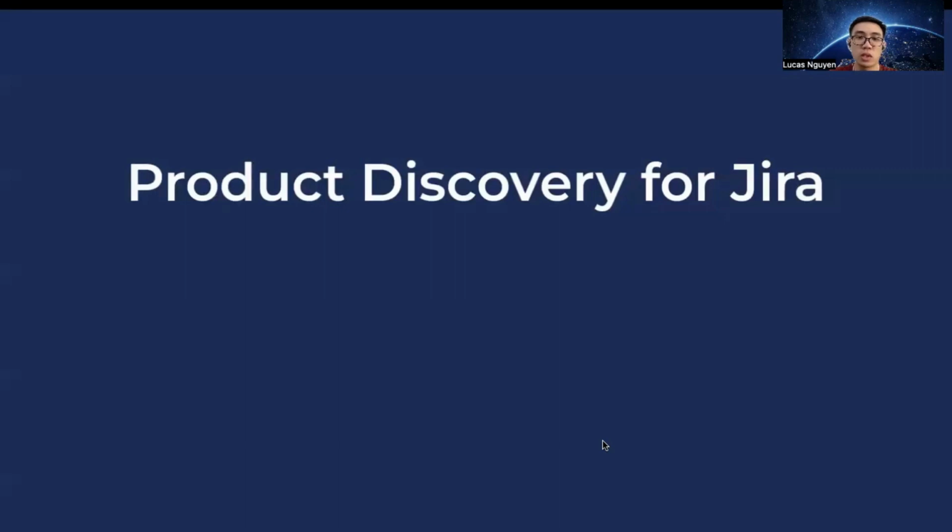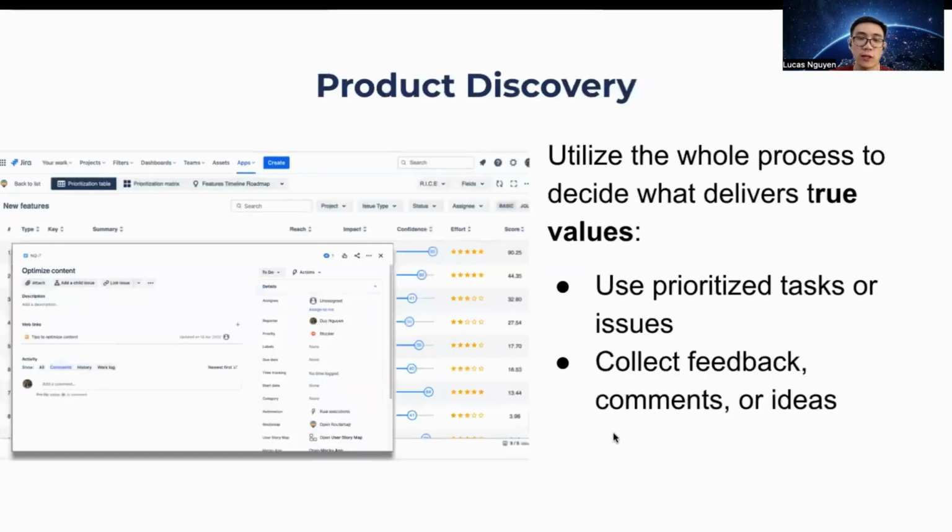And now we will move on to product discovery for Jira. This is not a standalone feature in Roadmap. This feature is the result when you have conducted all of the roadmap arranging and managing of your projects while using Roadmap and prioritizing your issues and tasks in your project.